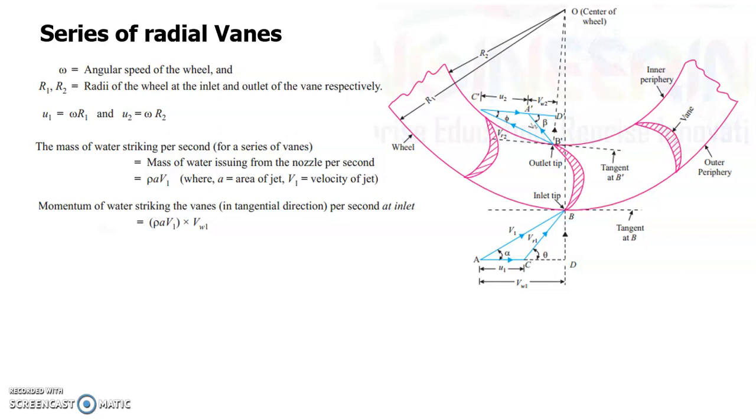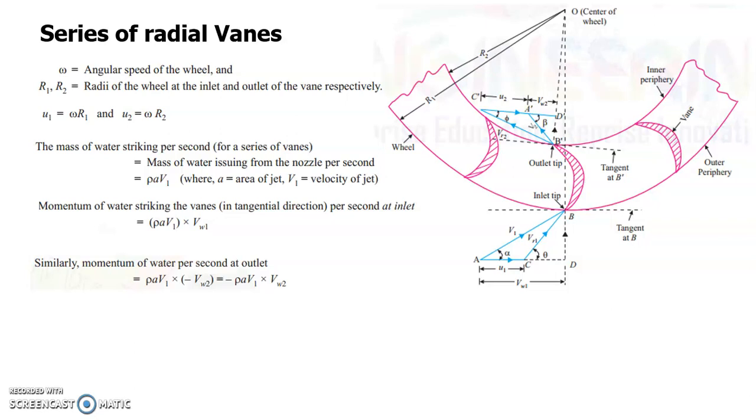So V is VW1. Similarly, the momentum of water per second at outlet is again mass per second into velocity at outlet. The velocity in the tangential direction at outlet is VW2, but it is in the opposite direction to what has been assumed conventionally, and that's why it is minus VW2. So ultimately it is minus rho into A into V1 into VW2.